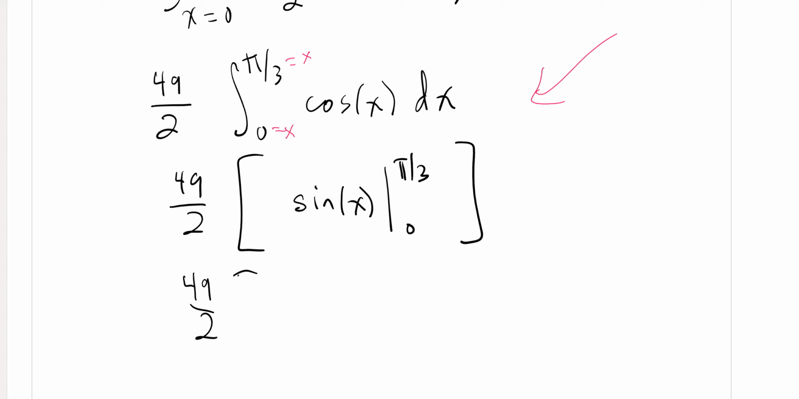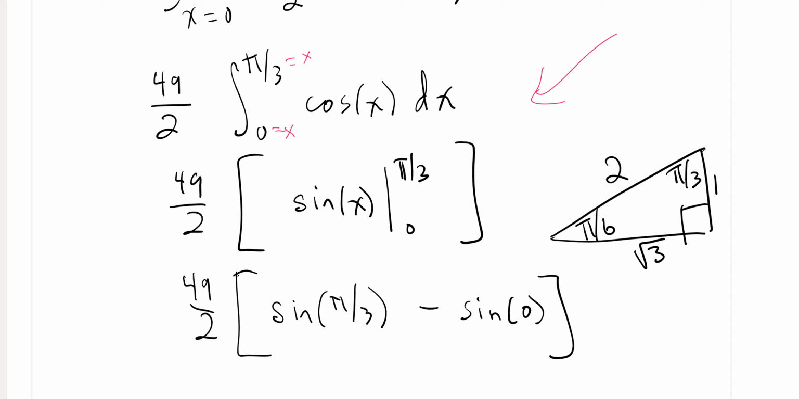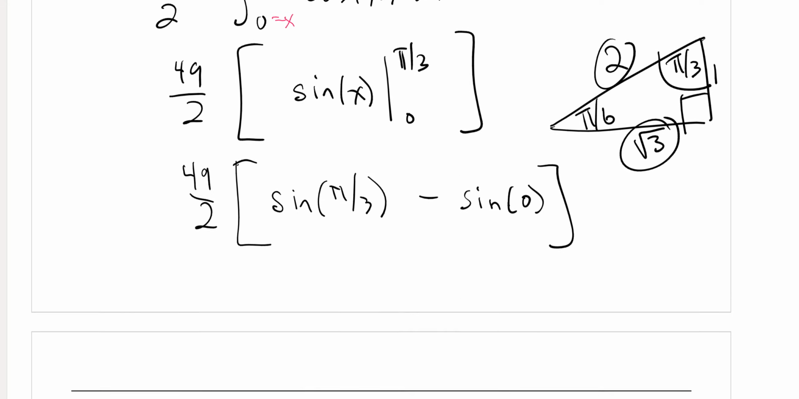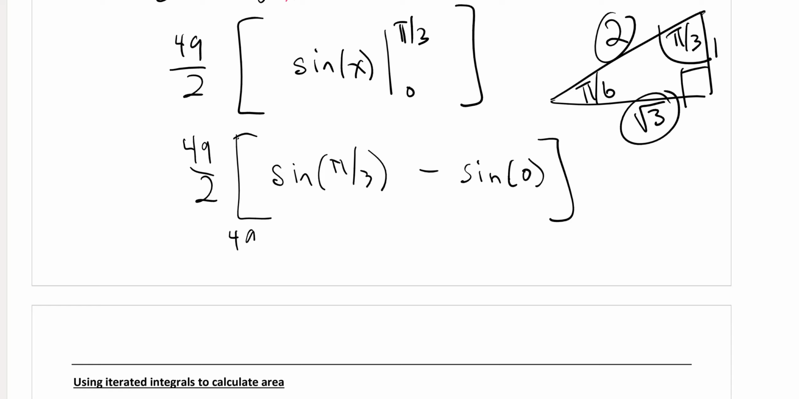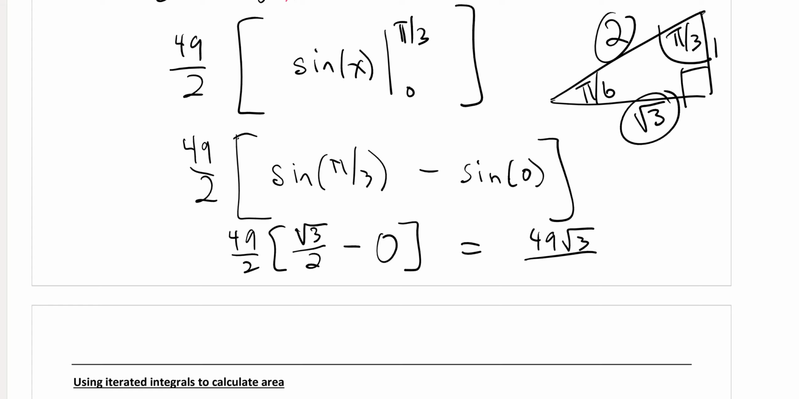So 49 over 2 times the sine of pi over 3 minus the sine of 0. So the sine of pi over 3 is radical 3 over 2. So we'll get 49 halves times radical 3 over 2 minus the sine of 0, which is 0. So we'll get 49 radical 3 over 4.